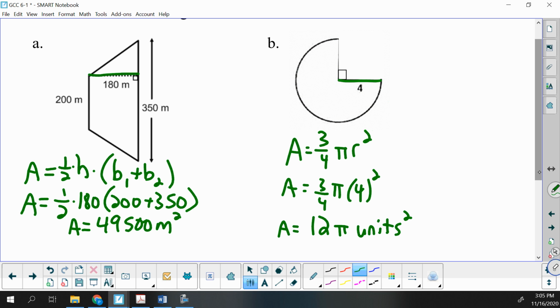This is an exact answer. If you put in the pi, and even if you write down all the decimals, that's still a rounded answer because it would go on forever. So do not round if the question does not say to round.